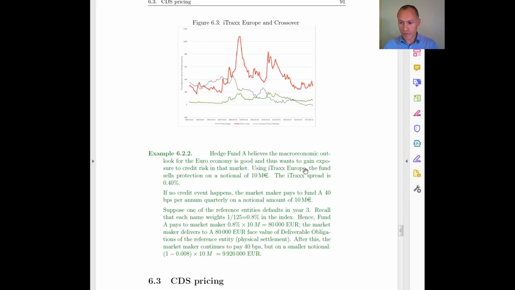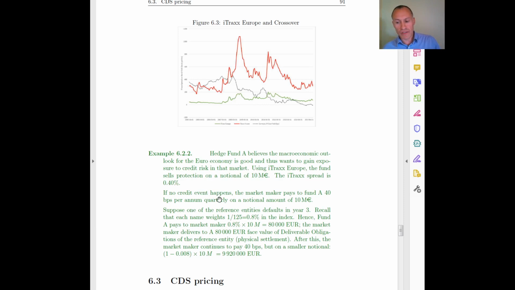So in this example, suppose that the fund decides to sell protection on a notional of 10 million euros. And let's say that the iTraxx spread is at 40 basis points. So how does this work? Very similar to what we have seen before in the single CDS case, but now with a slight adjustment for the fact that this is an index on a portfolio of CDSs and not just on one single CDS. So it works like this.